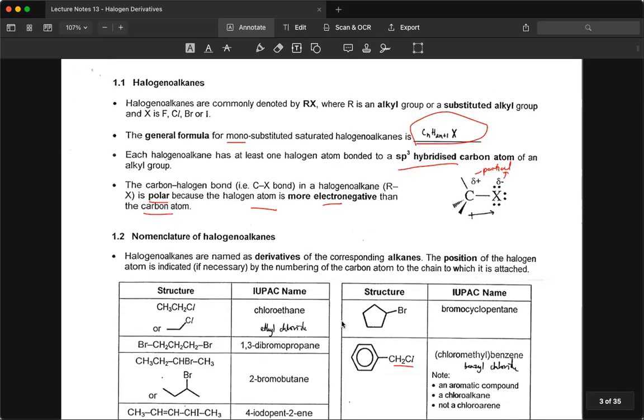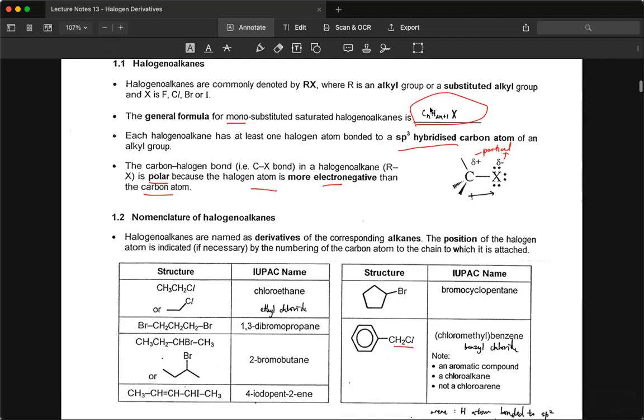Haloalkanes are denoted by RX, where R is an alkyl group or a substituted alkyl group, and X is F, Cl, Br, or I. This is the general formula for mono-substituted saturated haloalkanes. Mono means one: one hydrogen atom substituted with a halogen. Every haloalkane has at least one halogen atom bonded to an sp3 hybridized carbon atom.